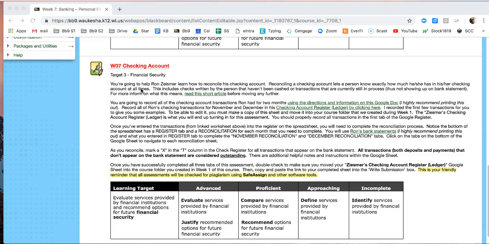Reconciling a checking account lets a person know exactly how much she has in his or her checking account at all times. This includes checks written by the person that haven't been cashed or transactions that are currently still in the process, thus not showing up on the bank statement. For more information on what this means, read this short article before moving any further. A lot of you probably haven't balanced a checkbook before or reconciled a checkbook, same thing. It's a very short article here. This will give you a little bit of background. I think it'll help set you up for success on this assessment.